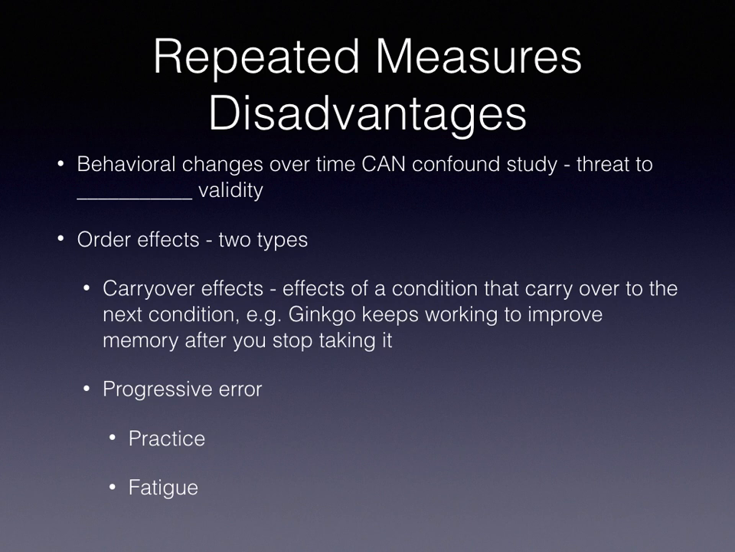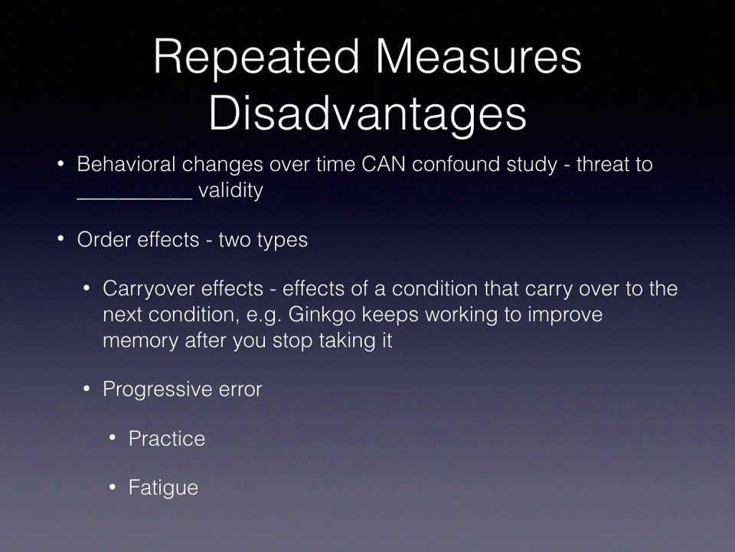And what I'm talking about is what we mentioned before. If you do the placebo first and measure the memory, then the ginkgo and you measure the memory and it's better, is it because of the ginkgo, or is it because they had a chance to practice this memory test? Even if you use a different type of test, the fact that you measured it might affect subsequent measurements of it. So we call those types of progressive errors practice effects.